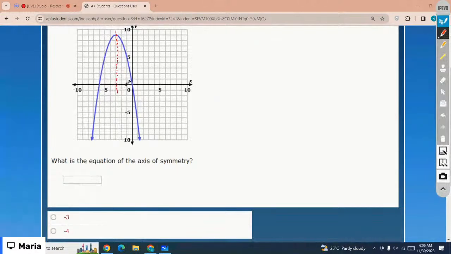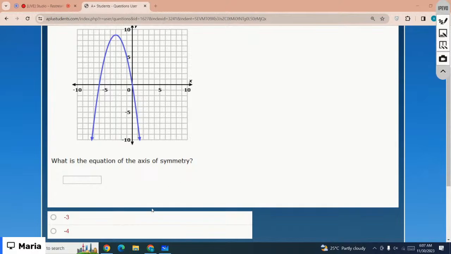and the line is at 1, 2, 3, x equals negative 3. So that means the equation of the axis of symmetry is x equals negative 3, because that is the line that divides the parabola into two exactly equal halves, right? So the correct option is the equation x equals negative 3, right? So the correct option is negative 3.